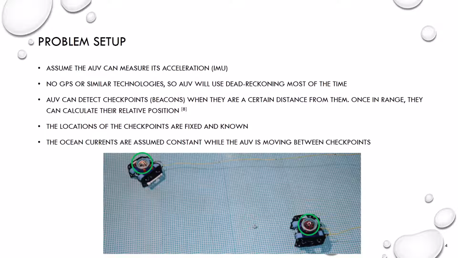Locations of the checkpoints are fixed and known, and the ocean currents are assumed constant while the AUV is traveling between two checkpoints. This current can, however, change when the AUV is repositioning to move to another checkpoint. You can see on the bottom picture 2 examples of beacons that could be used in the form of magnetic induction antennas that we use in some of our other projects.